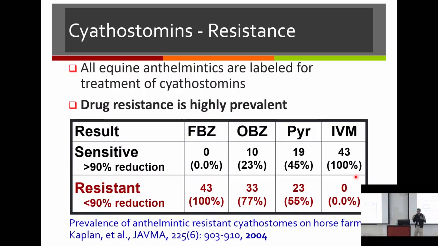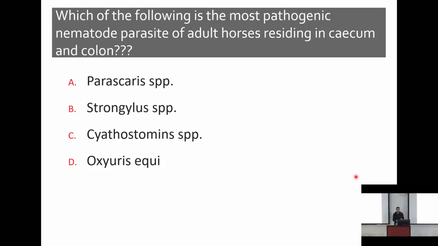Yeah. Okay, so does anyone have any question in their mind? Okay, so let's start with some knowledge check questions then. Which of the following is the most pathogenic nematode parasite of adult horses residing in the cecum and colon?